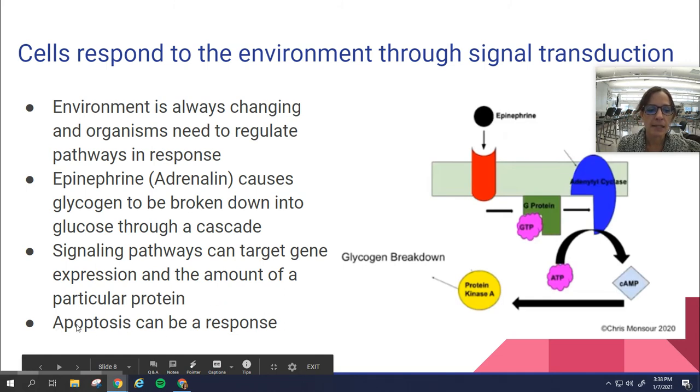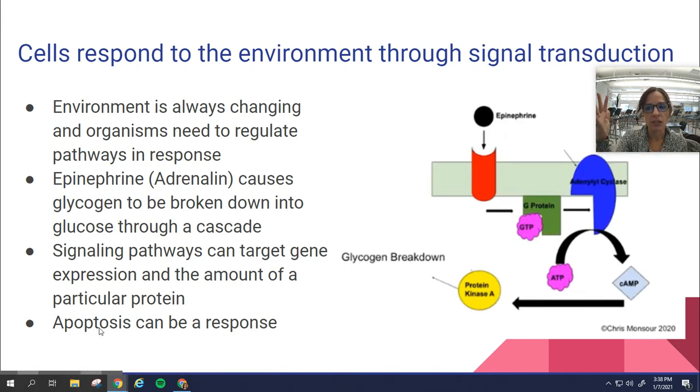So apoptosis, I think, is fascinating. That's how you got your fingers, right? So in between your fingers right here, you used to have webs. And so with apoptosis, those cells were signaled to destroy themselves. It's cell suicide, and that's why you have fingers.